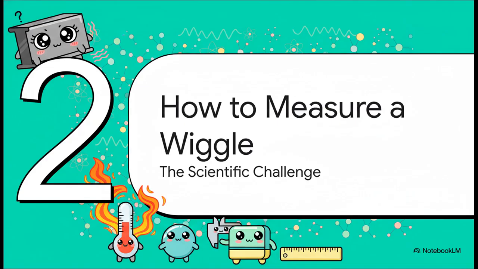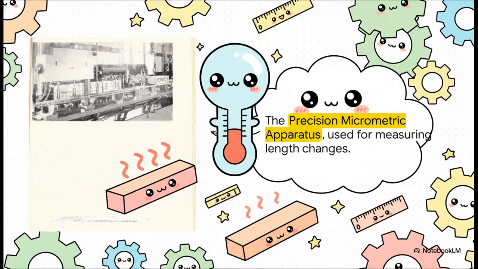So here's the thing. These changes are often absolutely tiny. We're talking microscopic. A huge steel beam might only expand by a few millimeters over its entire length. So how on earth did scientists back in 1949 measure these almost imperceptible changes with any kind of accuracy? Well, they built these incredible machines, like the one you're looking at right now. This is the precision micrometric apparatus. And yeah, it might look like something out of an old sci-fi movie, but this was totally state-of-the-art. This was the tool for measuring the thermal expansion of solids with amazing accuracy.